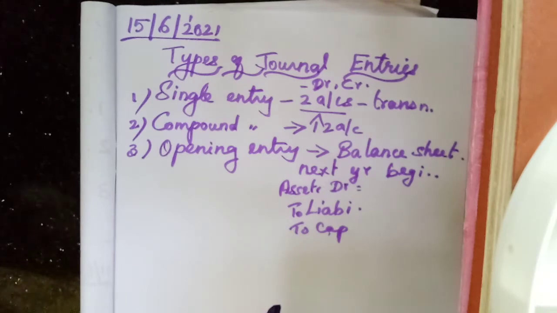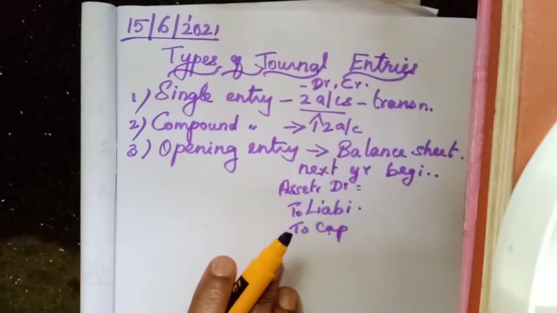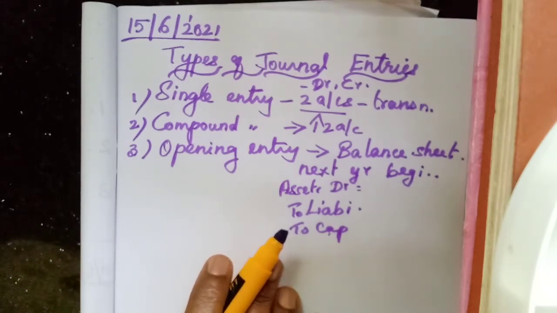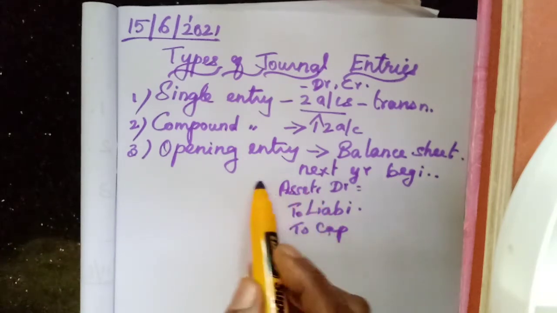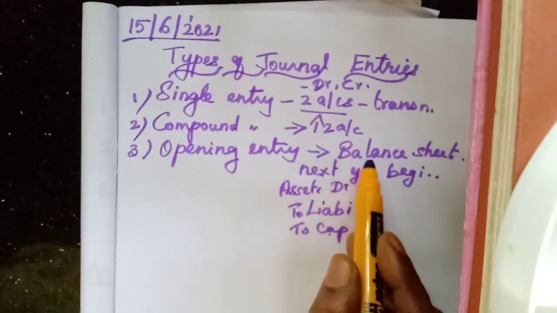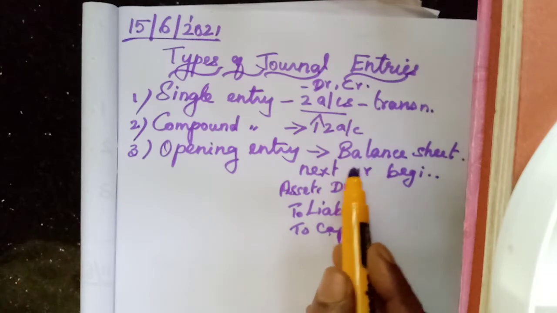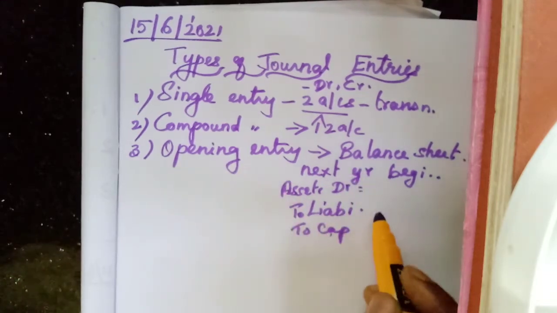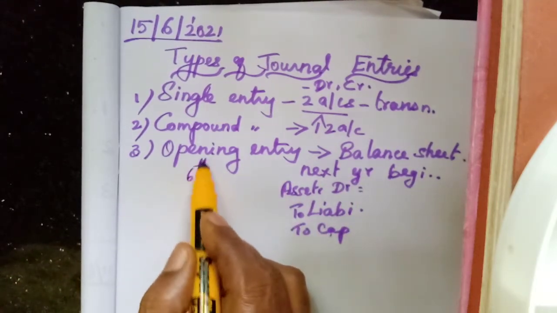For example, cash account balance, we have cash in hand 10,000. With this 10,000 only, the first day of the next year will be starting. So all that closing balance sheet items will be written as the opening entry. This you will learn in the 6th chapter.